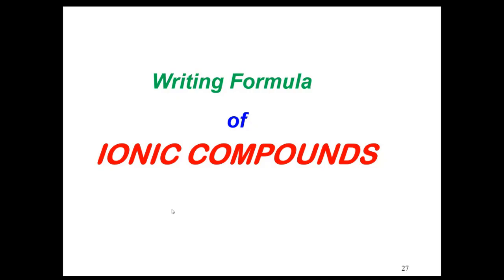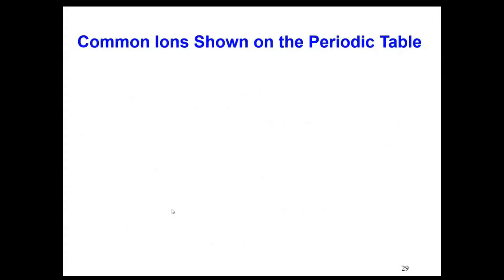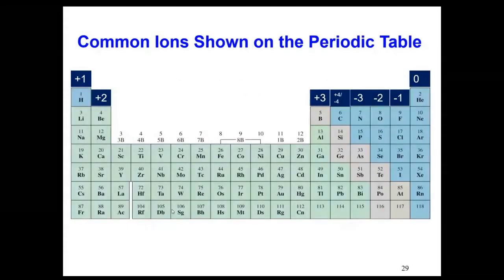There are two types of compounds, ionic compounds and molecular compounds. Now, how to write a formula for ionic compounds? So we are going to discuss now. It is very important to discuss our topic. You must know from your periodic table the charge on these elements.